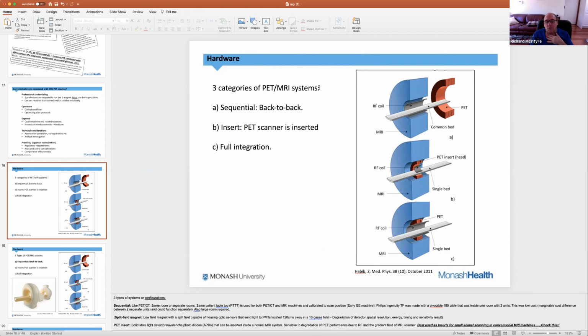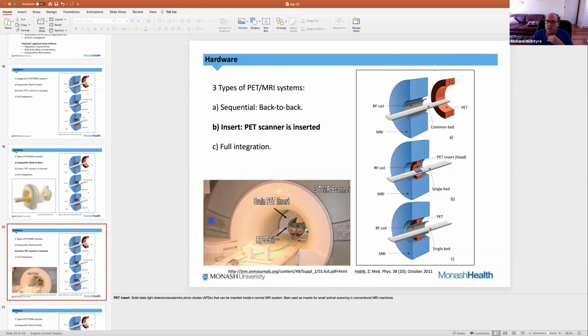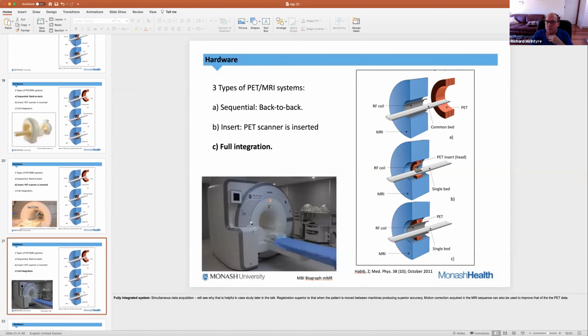There are three types of MRI PET systems. We have sequential, back-to-back. So we have a PET and we have an MRI system. We can do the PET scan, move the patient 5 meters or whatever it is, and scan the patient using MRI. We know exactly how to marry those two up. Then we have inserts. We can get an MRI scanner and have a PET insert inside the bore of the MRI scanner. Obviously, that's primarily good for heads or very small patients. Or we have a fully integrated system, where we have the PET detector inside a large scanner.